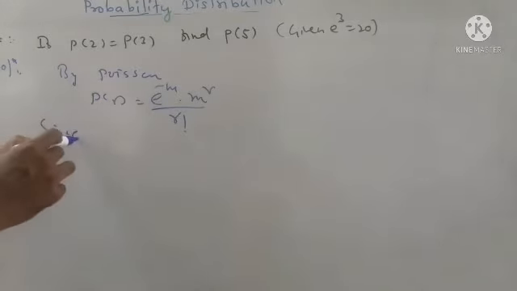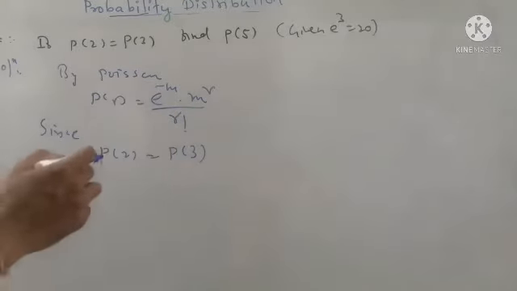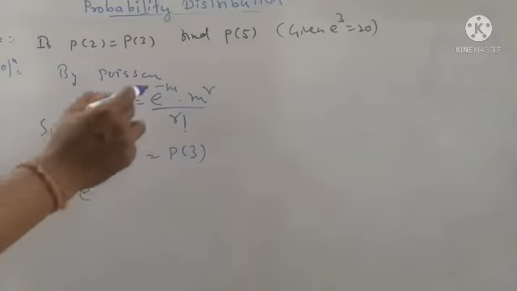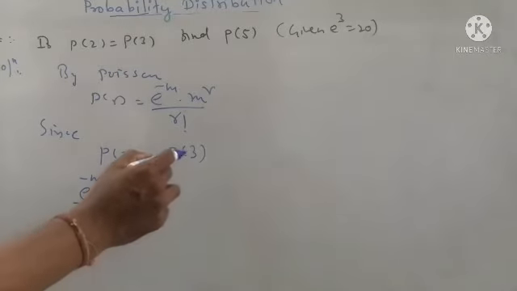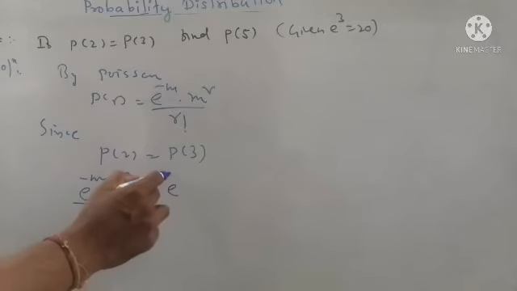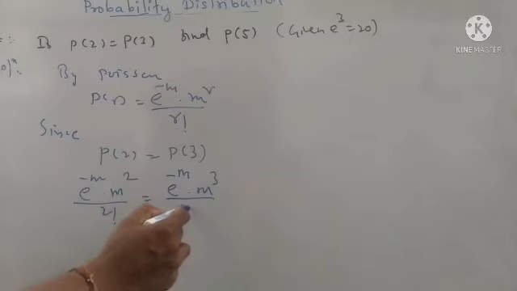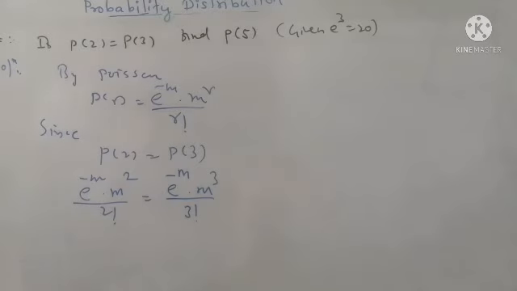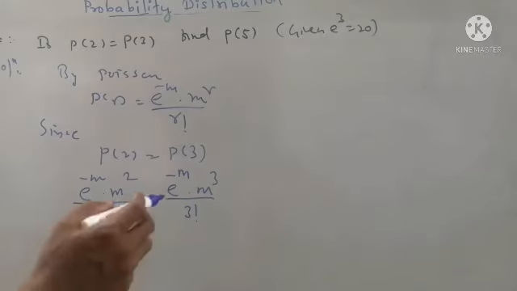Since we are given P(2) is equal to P(3), putting r equal to 2 in this formula, as we don't know m, we keep m as it is: e raised to minus m into m raised to 2 divided by 2 factorial. On the right hand side, as r is equal to 3, we have e raised to minus m into m raised to 3 divided by 3 factorial. To find the unknown m, we simplify: 2 factorial is the product of natural numbers up to 2 and 3 factorial is the product of natural numbers up to 3.